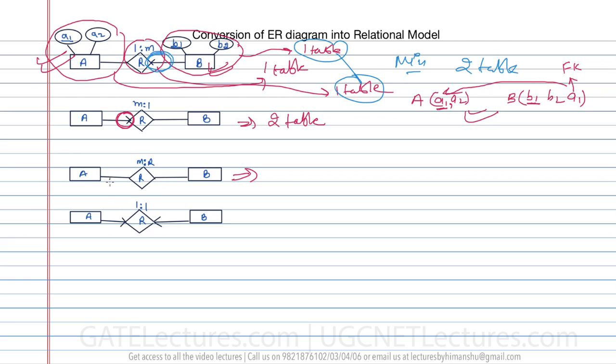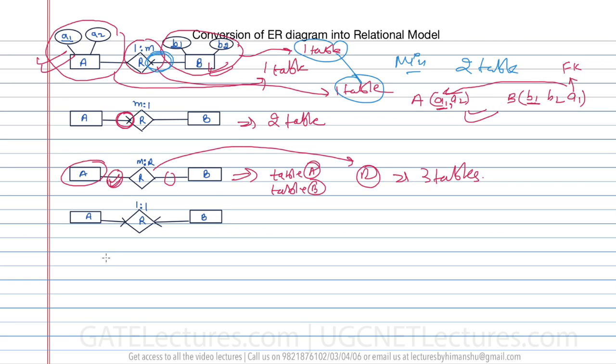Now in the next diagram, you can see it is many to many, because here the cardinality is many, or you can say the maximum cardinality is more than 1 on both sides. On both sides we do not have any key constraints. For this purpose, we have to create a table for entity A, a table for entity B, and a table for relation R. So at least 3 tables are required, because there is no key constraint.